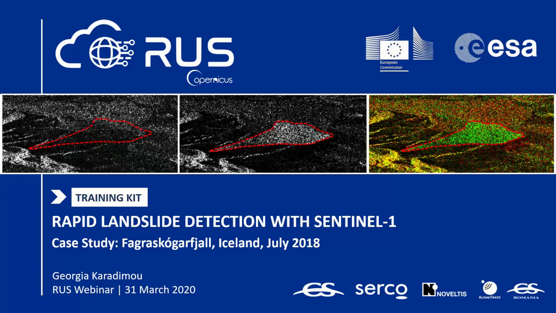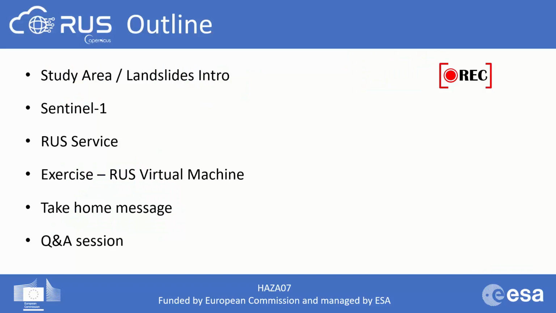My name is Georgia Karadimou and in this webinar we will learn how to detect rapid landslides using Sentinel-1 data and the ESA SNAP Sentinel-1 toolbox. We will analyze the Fagraskógarfjall landslide that occurred in West Iceland in July 2018 by using the SAR interferometry technique and exploiting the phase, amplitude and coherence characteristics.